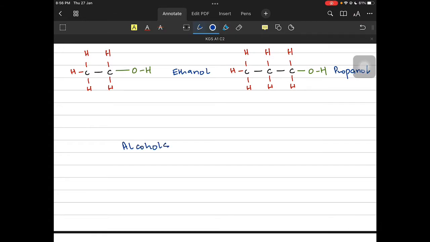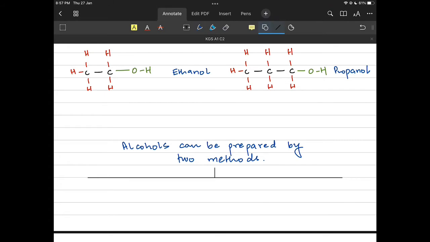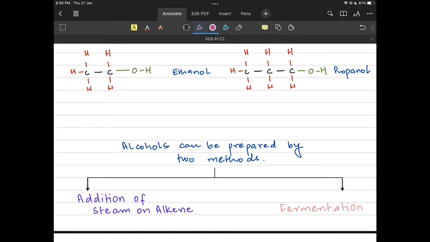Here, we're going to be talking about how alcohols can be prepared by two different methods. So we're going to be talking about the methods which we use to prepare the alcohols. There are going to be two of those. First method is going to be a little chemical process that we have already done. The second one is something new. First one is obviously the addition of steam on alkene. The second one is fermentation.